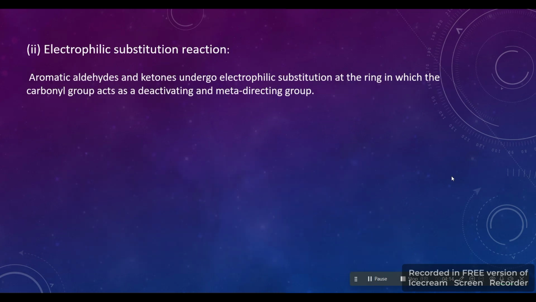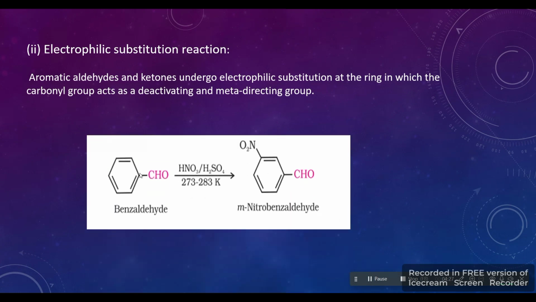Now the electrophilic substitution reaction. Aromatic aldehydes and ketones undergo electrophilic substitution at the ring, in which the carbonyl group acts as a deactivating or meta-directing group. Here is nitration, and benzaldehyde gives m-nitrobenzaldehyde.